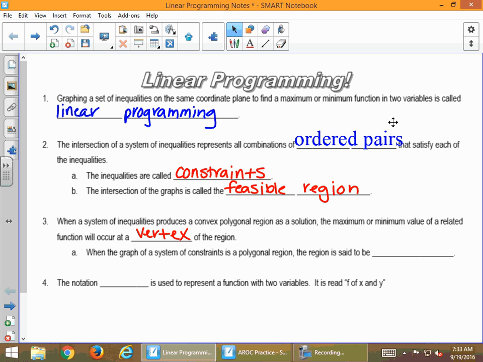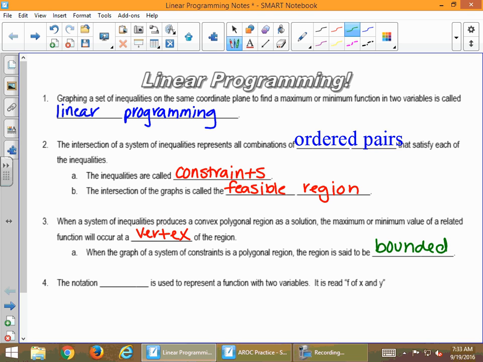Okay? That shape, all the ordered pairs within that shape are going to be possible combinations of solutions that work with every single one of the inequalities you graph. And then we are going to look at the vertices of that, so the points of that region, to figure out our maximum or minimum. When the graph of a system of constraints is a polygonal region, the region is said to be bounded. We have a bounded region when it's kind of inside.